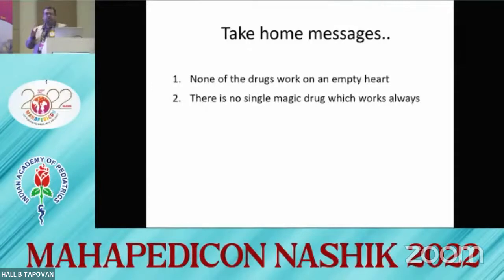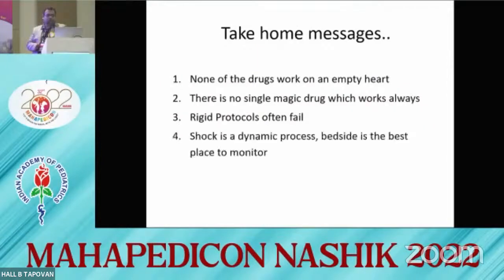So the things keep on changing. So you need to target what is the pathophysiology, what is happening. So you should know what is happening inside. Accordingly, you can do things on the outside. Always remember, rigid protocols fail. Be flexible. Things may not work the way you want. And the best person to tell you this is the patient. So keep on looking at the patient. He will be the best guide to you.